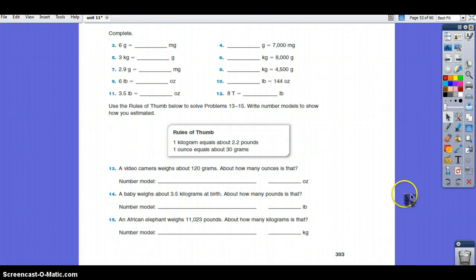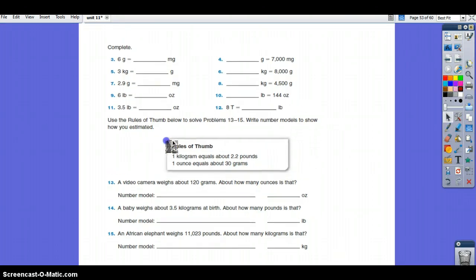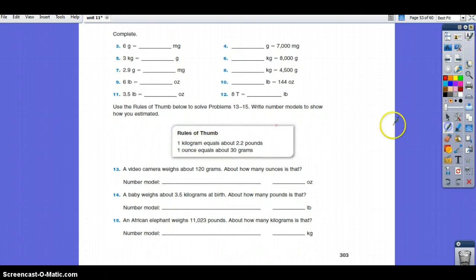Go to page 303 in your math journal. Complete changing grams to milligrams, kilograms to grams. Remember, here's your rule of thumb down below for the ending ones. It tells you right here that 1 kilogram equals about 2 pounds and an ounce equals about 30 grams. You also have equivalents for grams, ounces, pounds, all that in the back of your student math journal. Then correct it in the answer key.